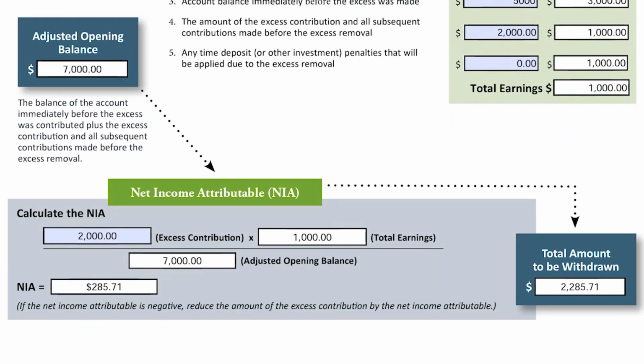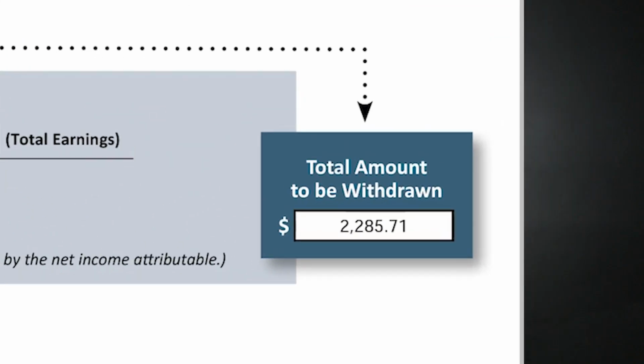So at the bottom, you can see the $1,000 is what we have to split up between the previous Roth IRA and what's considered attributable to the excess contribution, which that net income attributable comes out to $285.71. So we have to pull that amount out because it's the portion of that $1,000 in growth attributable to the $2,000. And then you have to also pull out that $2,000. So that brings the total to $2,285.71.